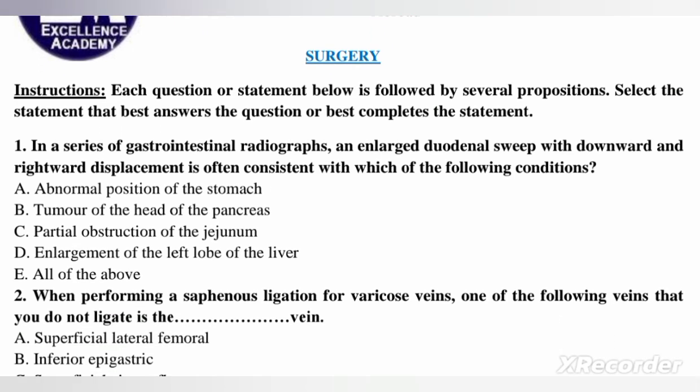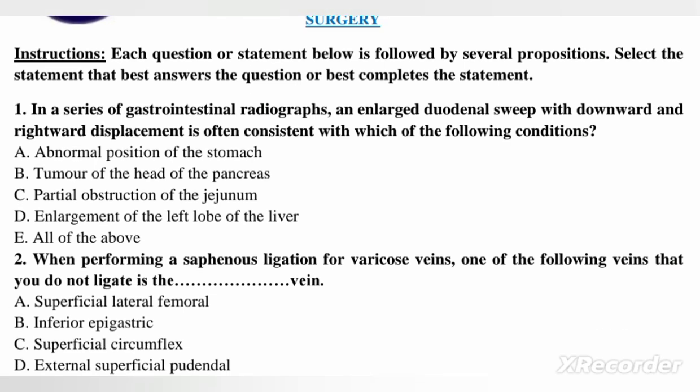Question 1. In a series of gastrointestinal radiographs, an enlarged duodenal sweep with downward and rightward displacement is often consistent with which of the following conditions? A. Abnormal position of the stomach. B. Tumor of the head of the pancreas. C. Partial obstruction of the jejunum. D. Enlargement of the left lobe of the liver. E. All of the above.